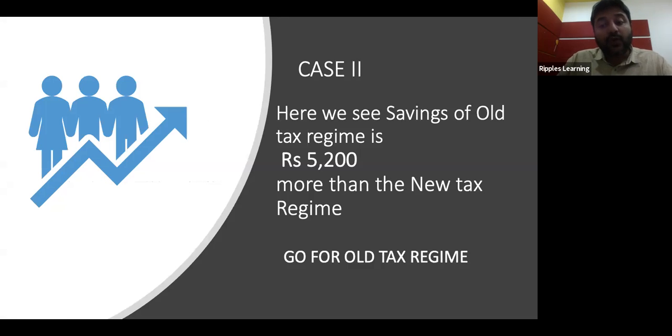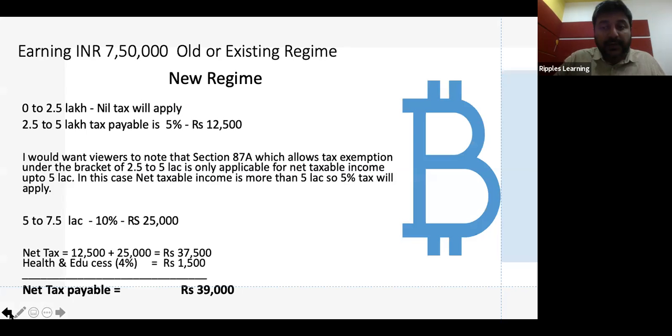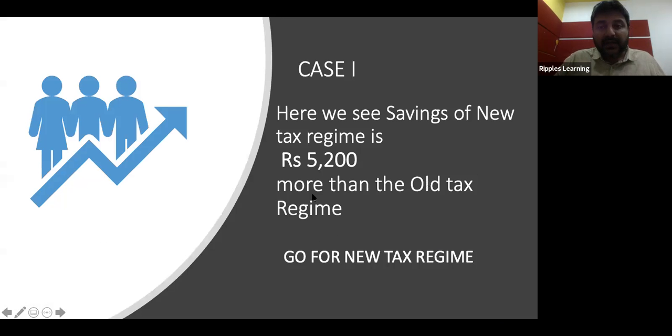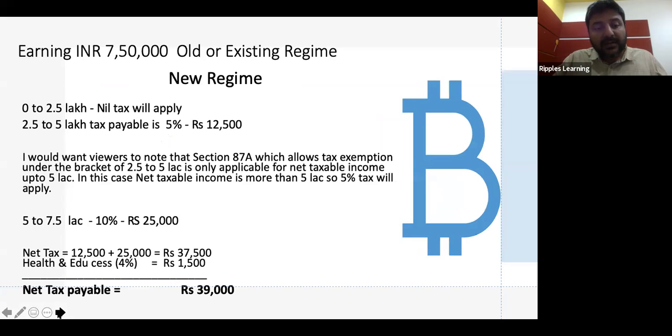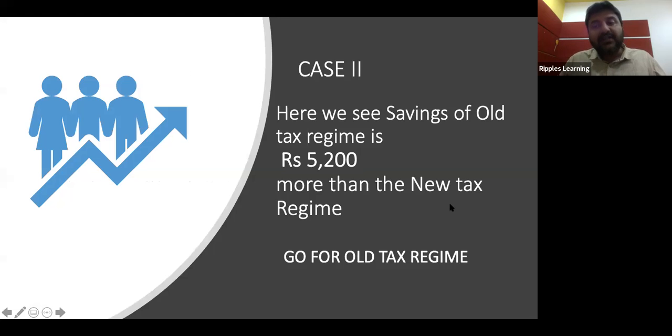So here we should go for the old tax regime. Now look at this example. I've taken this example because our savings in these two examples are exactly the same. Earlier, it was exactly 5,200 rupees we were saving in the new regime compared to the old regime. And just by saving some amount more, now we are paying 5,200 less in the old regime compared to the new tax regime.